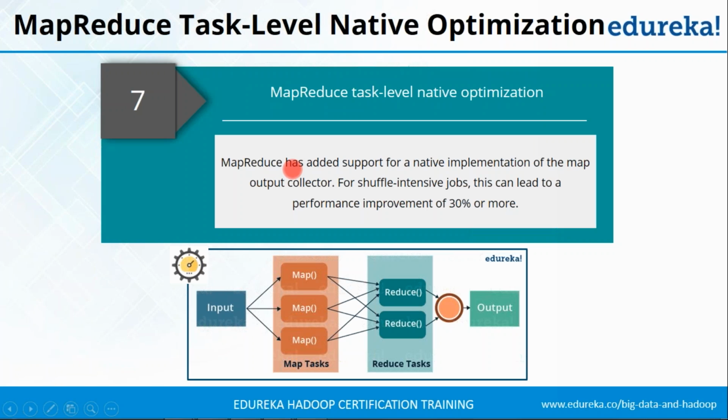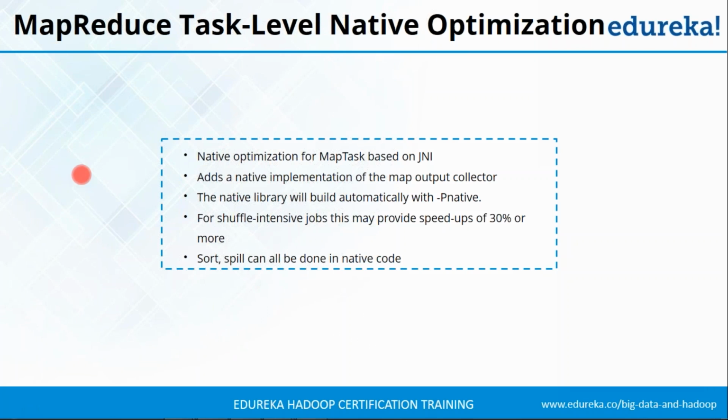So MapReduce has added support for a native implementation of the map output collector for shuffle intensive jobs. This can lead to a performance improvement of 30% or more. It adds a native implementation of the map output collector. The native library will build automatically with -Pnative. For shuffle intensive jobs, this may provide speedups of 30% or more. So we know what shuffle intensive jobs are. And let me tell you guys, this is only there till the mapper phase. For the reduce phase, it is not present.